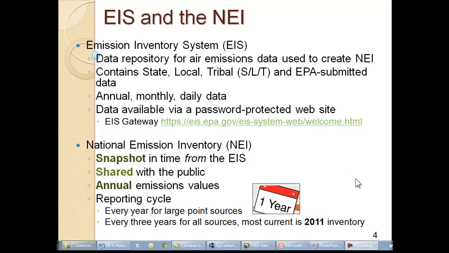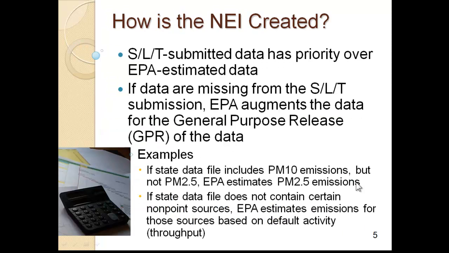So next we're going to talk about how the NEI was created. The state, local, tribal data submitted has priority in the EPA selection of what to include in the NEI. In most cases, EPA estimates are only used in the NEI if data are missing from the state, local, tribal data file. So in these cases, EPA augments the data for the NEI general purpose release data, the GPR data. And the GPR data is what we provide you to import into your TEISS project.